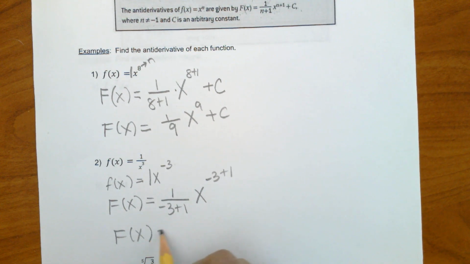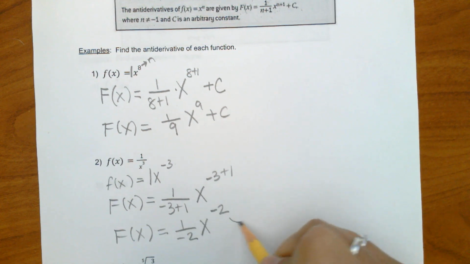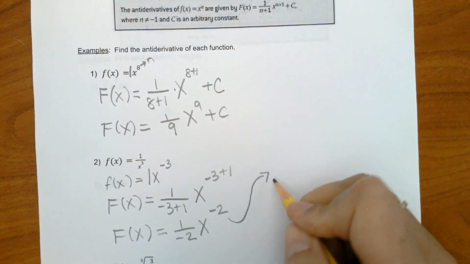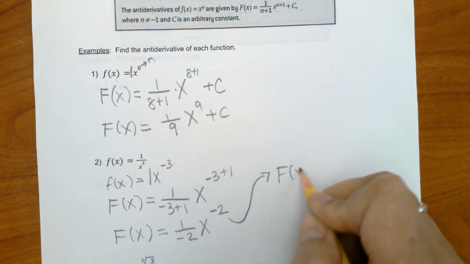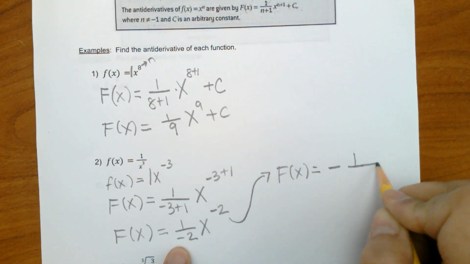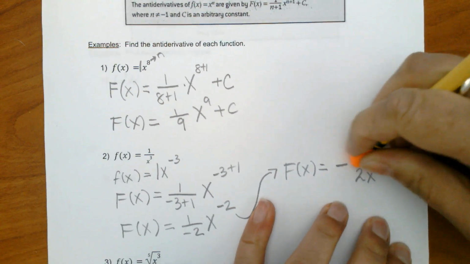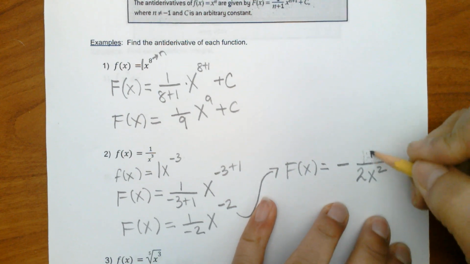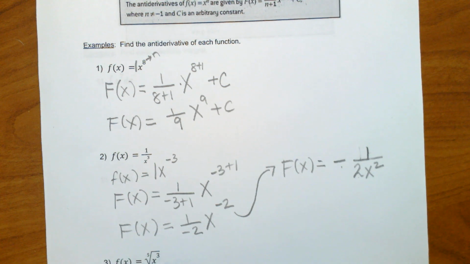F of x equals 1 over negative 2, x to the negative 2, and we can clean it up even further. Because this is a negative exponent here, we could do f of x equals, I'm going to put that negative in front, negative 1 over 2x squared. And you can even put the 1 in the middle, right here will look much better. This negative could be in the denominator or the numerator, anywhere you want it. I just put it out in front. And so that's it. There you have it.